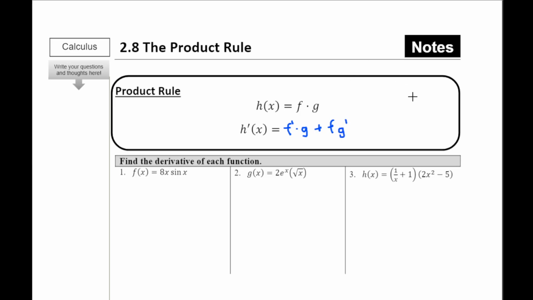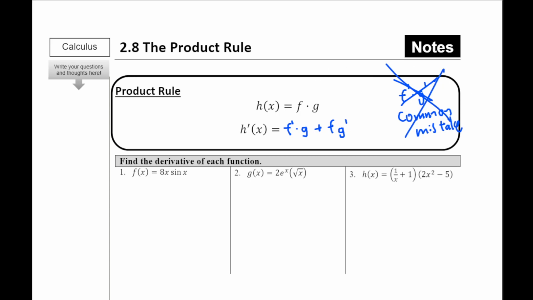One common mistake is people will do the derivative as f prime times g prime. That is not correct. That is a very common mistake people make with the product rule. Do not do that.